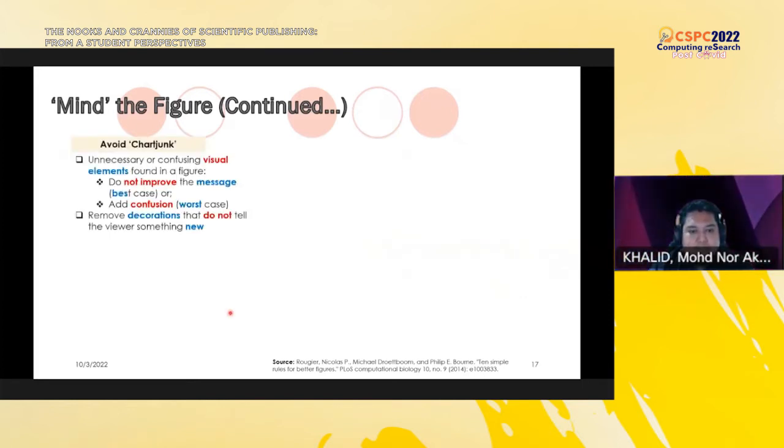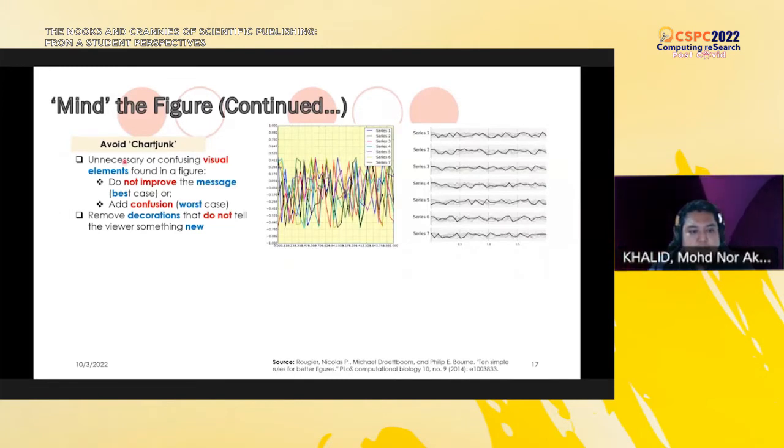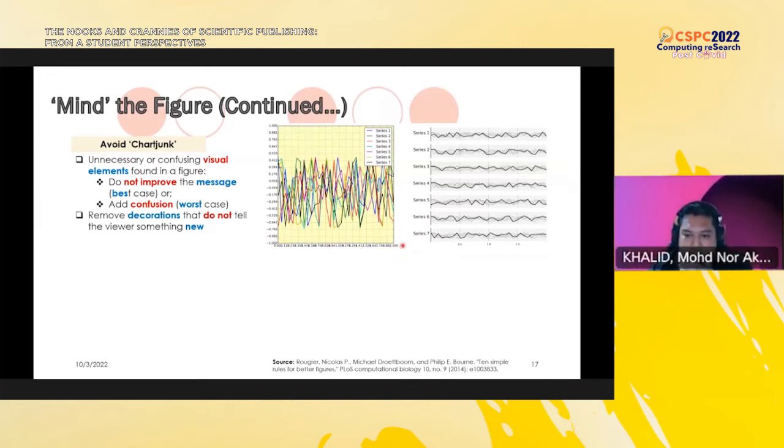And then avoid chart junk. For example, remove unnecessary or confusing visual elements. For example, these are overlapping a lot of series, and then you can see the axis titles are also collapsing. How to say? Combining or something.